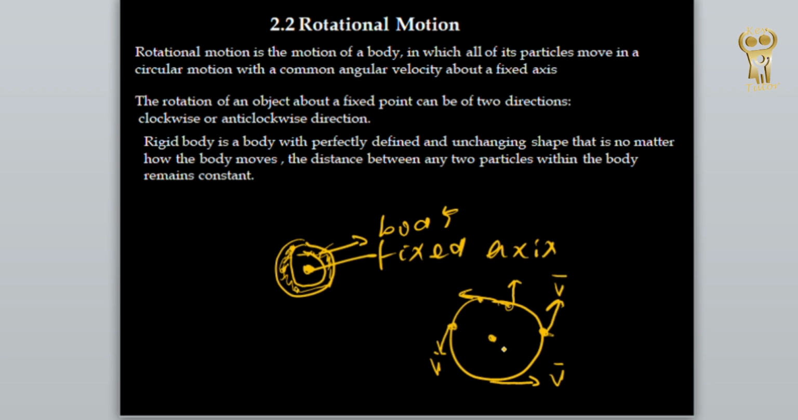Rigid body is a body with perfectly defined and unchanging shape. That is, no matter how the body moves, the distance between any two particles within the body remain constant.